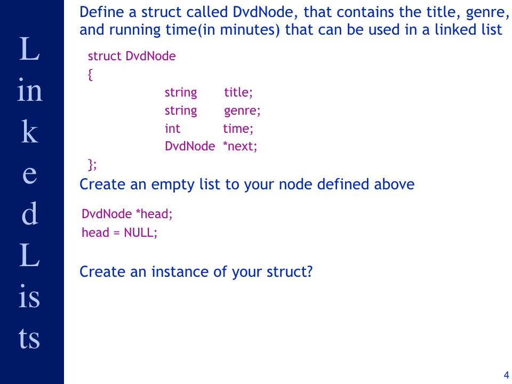So now we want to create an instance to add to this linked list. Basically we're going to use new to allocate dynamic memory. So we create an auxiliary pointer, and then we use new to create a struct. We create here DVD node pointer movie. Then we use that to create a new node. So DVD movie ptr is equal to new DVD node.